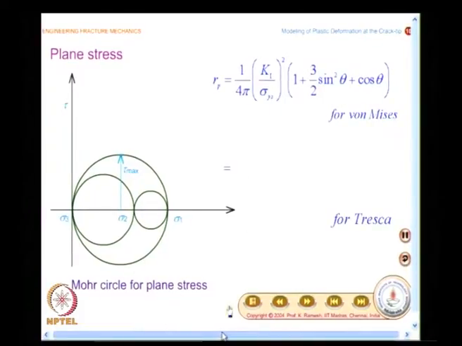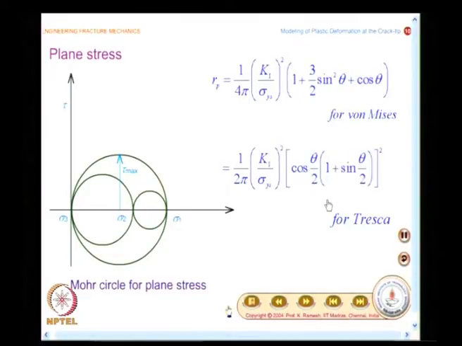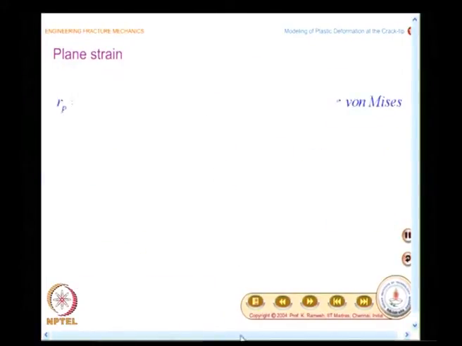And when you write this expression of Rp as a function of theta, it takes a form like this, and when you go to Tresca, the expression is different. If you plot this expression as a polar plot by varying theta and marking the values of R, you would be able to get an approximate shape of the plastic zone at the crack tip. What we will look at is, we look at plane stress as well as plane strain situation.